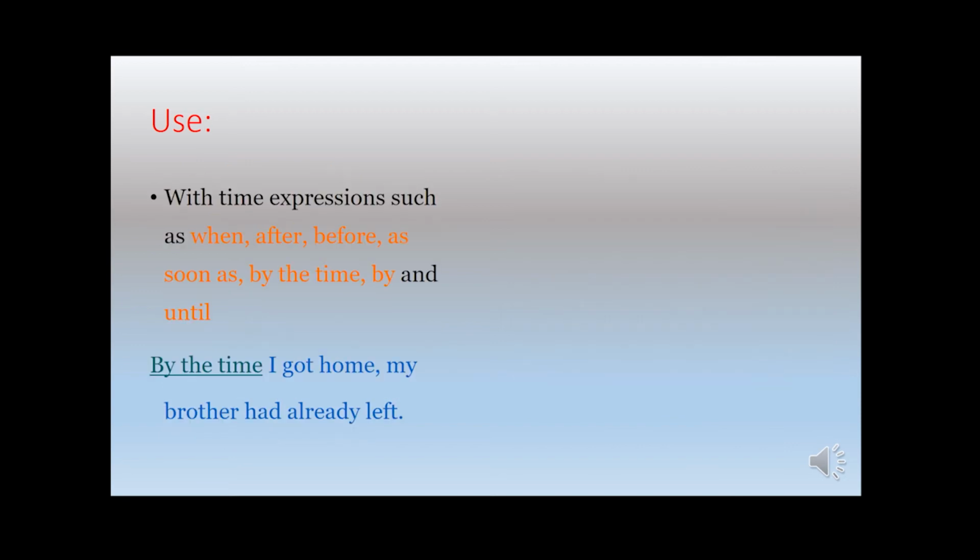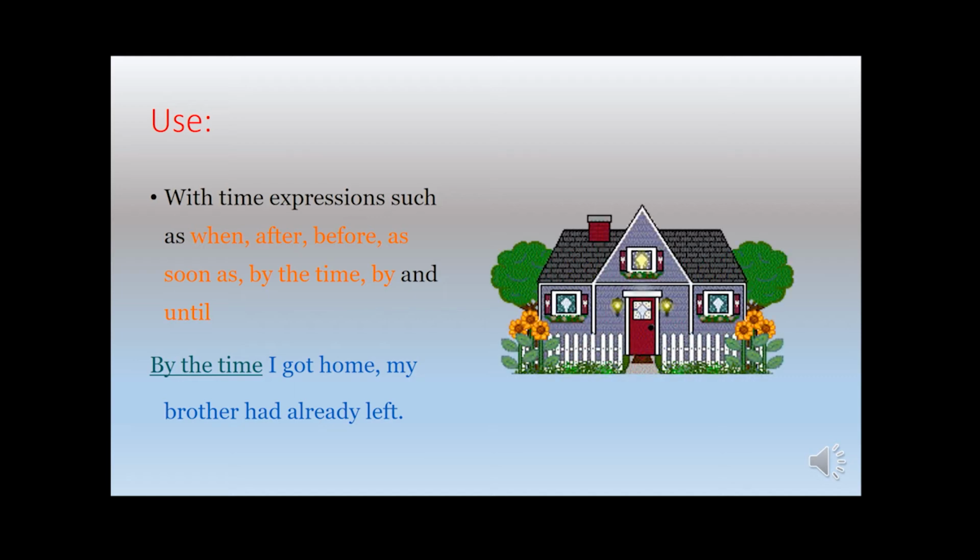Children, some words help us to show the time of actions. Let's see them. With time expressions such as when, after, before, as soon as, by the time, by, and until. These are the time expressions that help us to show the time of actions. Next, let us see an example. By the time I got home, my brother had already left.